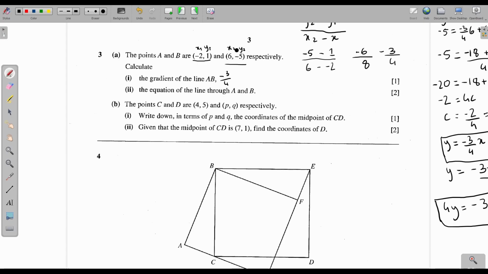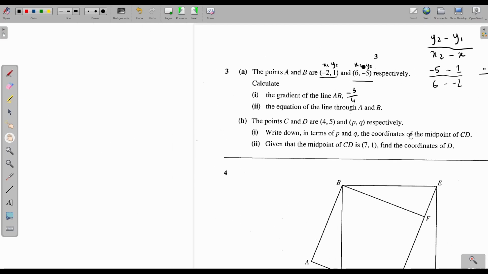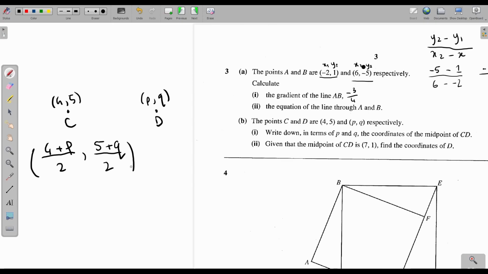The points C and D are 4, 5, and P, Q, respectively. So C is 4, 5, and D is PQ. Write down in terms of P and Q the coordinates of the midpoint of CD. So there is a point C and a point D, and C is 4, 5, and D is PQ. What we want is the midpoint, so 4 plus P, and the midpoint would be halfway between these, and the second part would be 5 plus Q, and the midpoint would be halfway between these.